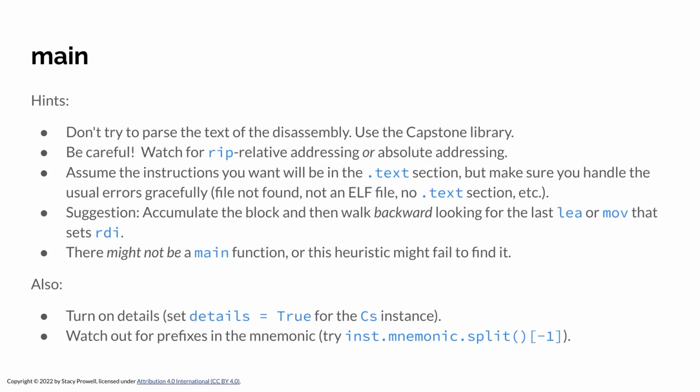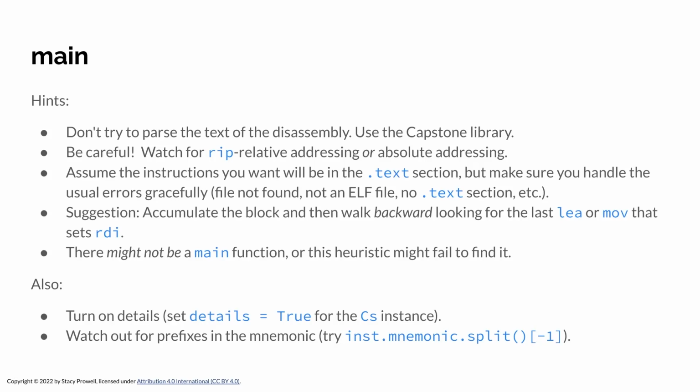Some hints: don't try to parse the text of disassembly. People have done that. Don't do it. Use Capstone. Be careful. Watch for RIP relative addressing or absolute addressing. Some things actually have absolute addressing. The Python executable used to. I don't know if it still does.